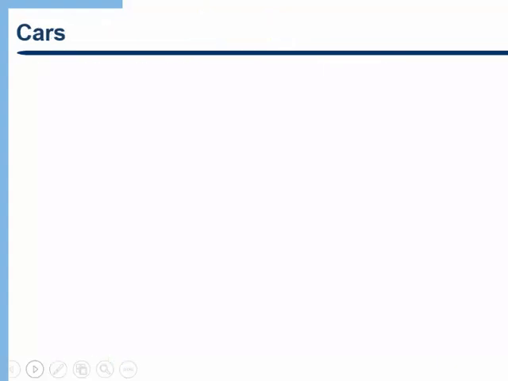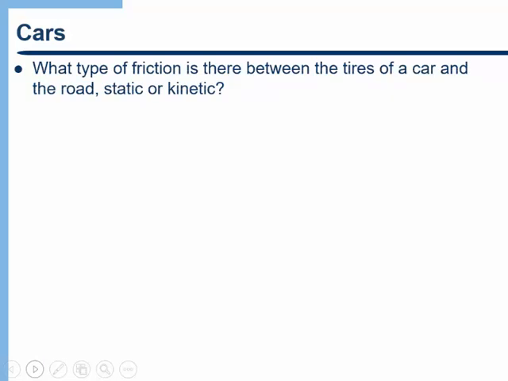Let's look at what's going on when we have something like a car tire that's rolling. So what type of friction is there between the tires of a car and the road? Is it static or kinetic? Think about that for a second, and then we'll talk about it. So a lot of times people think, well, the car is moving, so of course it's kinetic friction. But in fact, it's static friction. In fact, it's static friction unless you're doing a burnout.